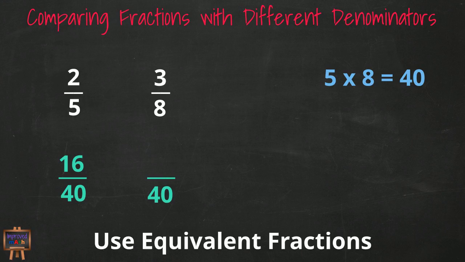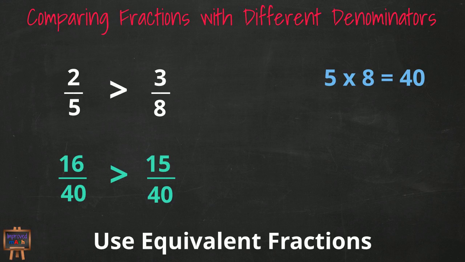Let's convert our second fraction. Look at our denominator and see how many times 8 goes into 40. The answer is 5. Let's multiply our numerator times 5 and we get 15. Our new equivalent fraction is 15 over 40. Now that we have the same denominators, it's easy to see that 16 is greater than 15, so looking at our original fractions, 2/5 is greater than 3/8.